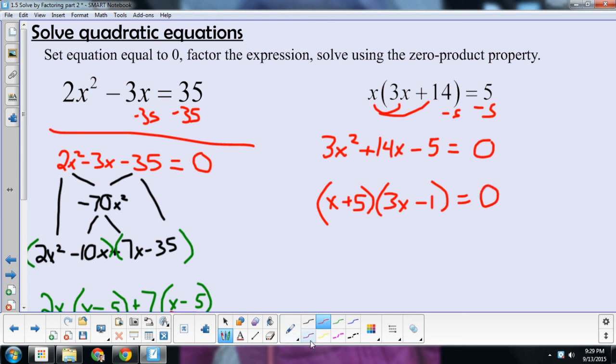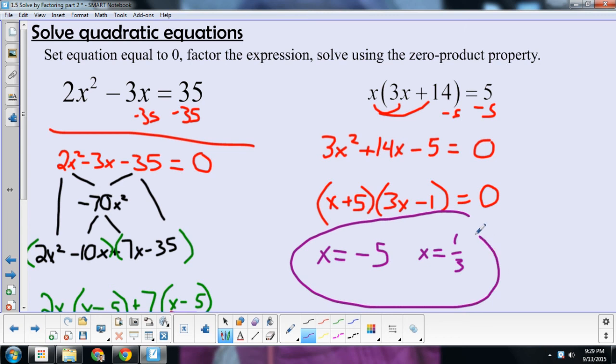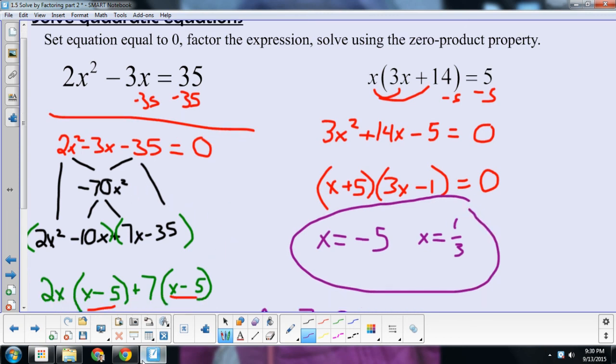All right, the obvious answer. What makes this equal 0? How about negative 5? The other one, not quite as obvious, but a little mental algebra here would tell me I'd add 1 divided by 3, so it must be 1/3. There's my two answers. Neat stuff. Solving quadratic equations with the British method.